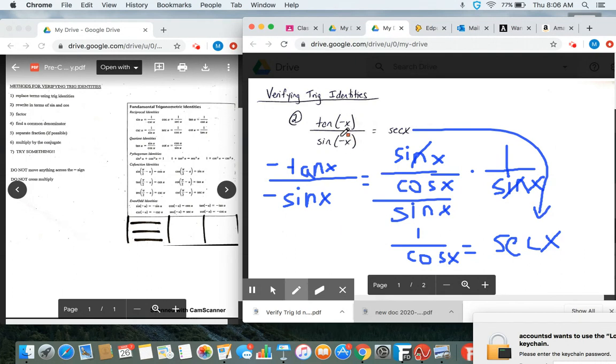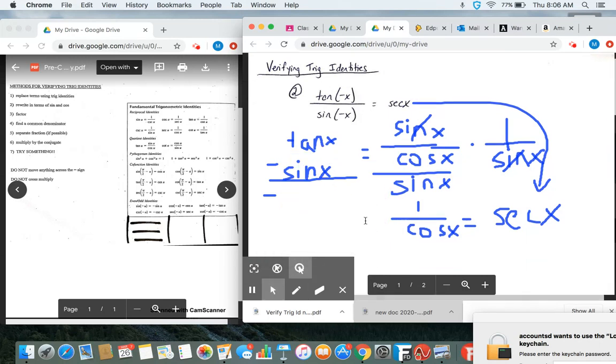So not only did we use the co-function identity, we then used one of our methods here, rewrite in terms of sine and cosine. All right, here's our first example.